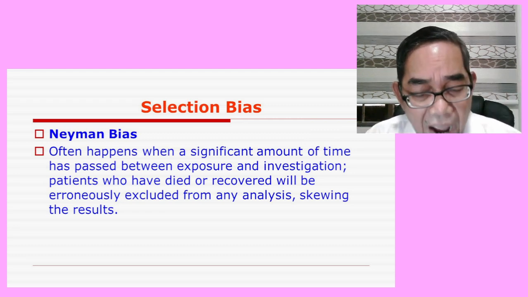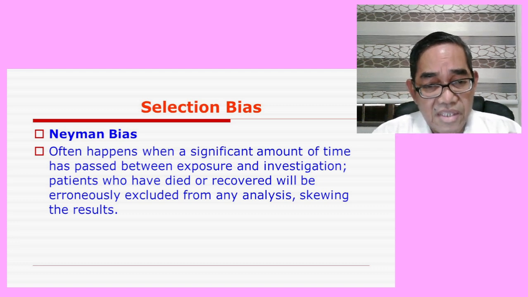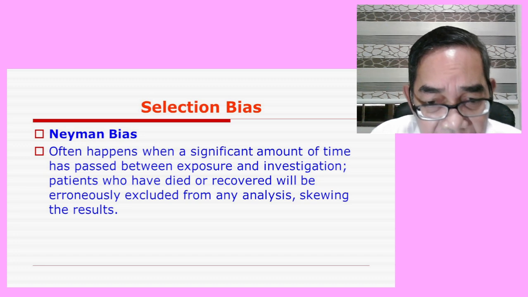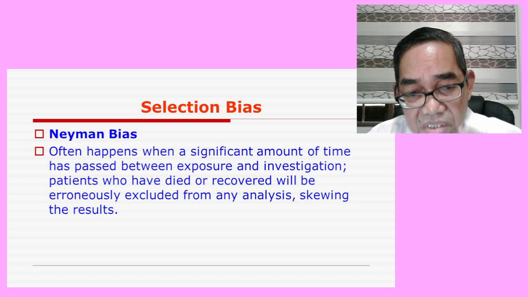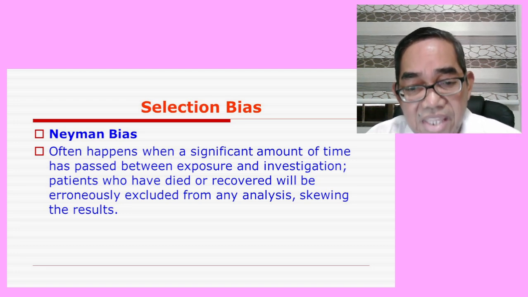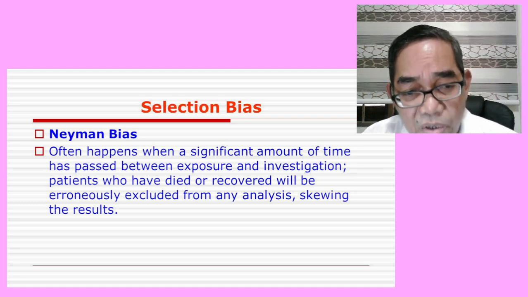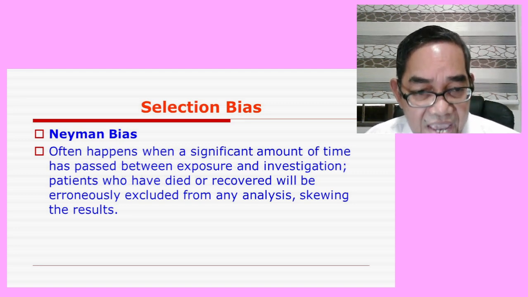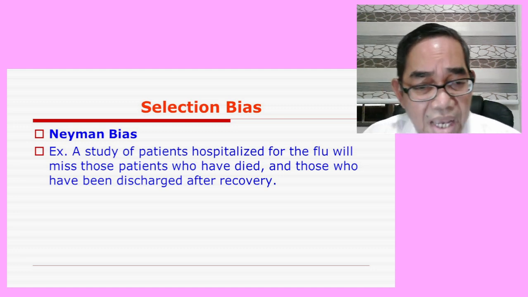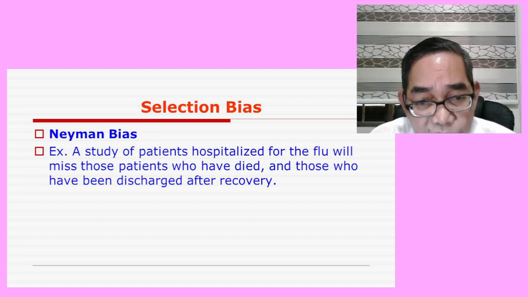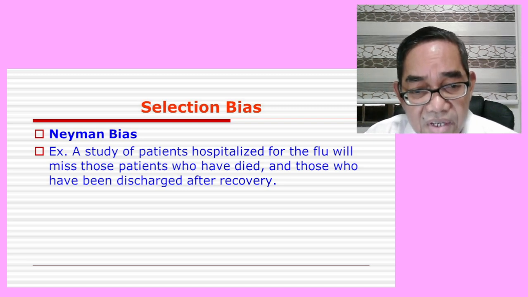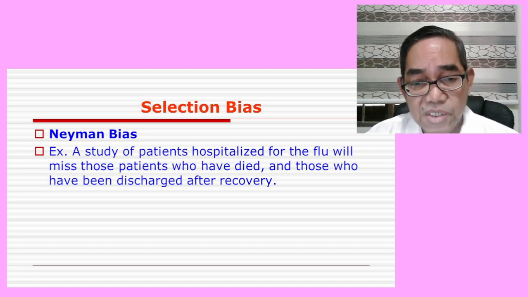So Neyman bias often happens when a significant amount of time has passed between the exposure and the investigation in the research done. Patients who have died or recovered will erroneously be excluded from any analysis, of course skewing the results because they are not there to begin with. An example of Neyman or incidence prevalence bias is a study of patients hospitalized for flu: it will miss those who have died and those who have been discharged after recovery, if you only get hospitalized patients for flu.